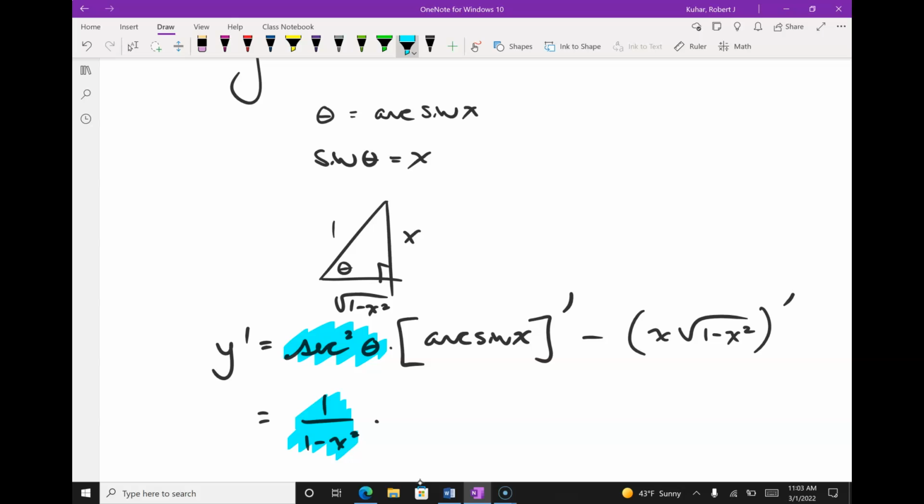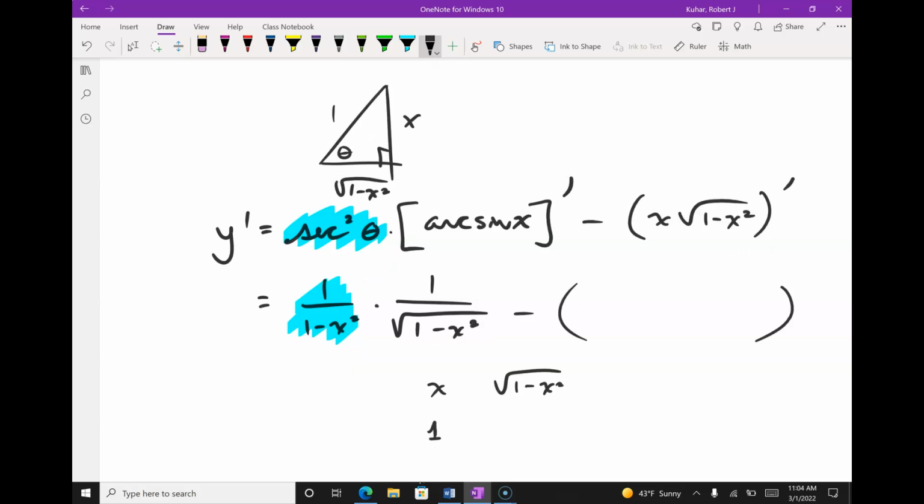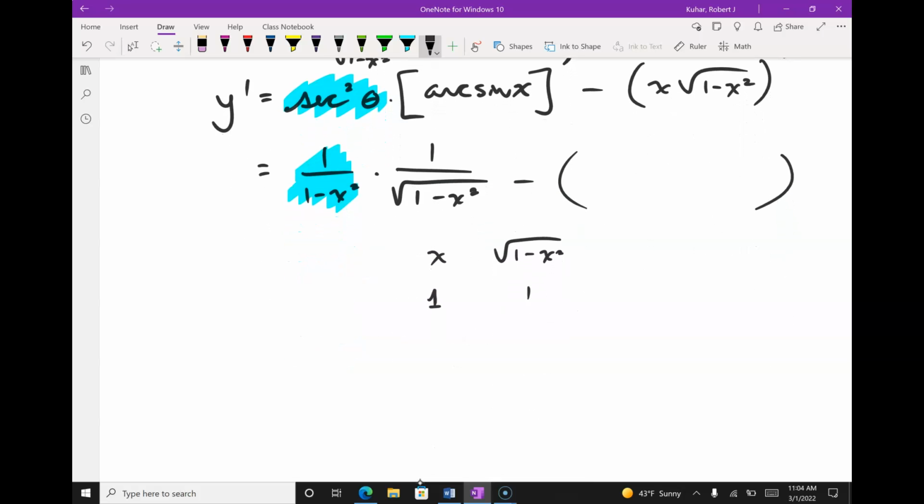I already know the derivative of arcsine, right? I've got this memorized. I got it on my formula sheet. It's 1 over square root of 1 minus x squared. My last piece is going to come from the product rule, so I'm going to do a negative of the product rule here. First function is x, derivative is 1. Second function is square root of 1 minus x squared. Derivative is 1 over 2 square roots of 1 minus x squared times a negative 2x.